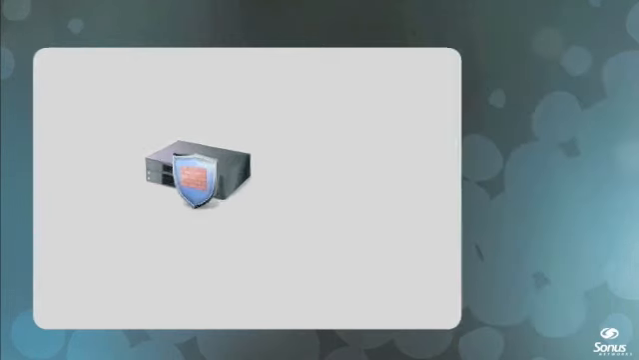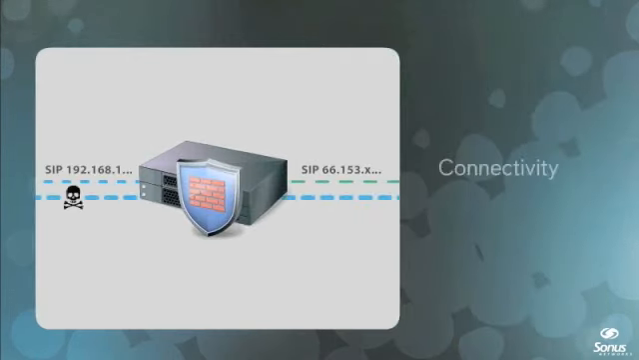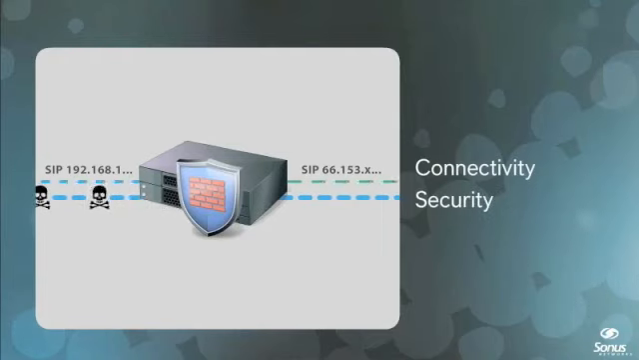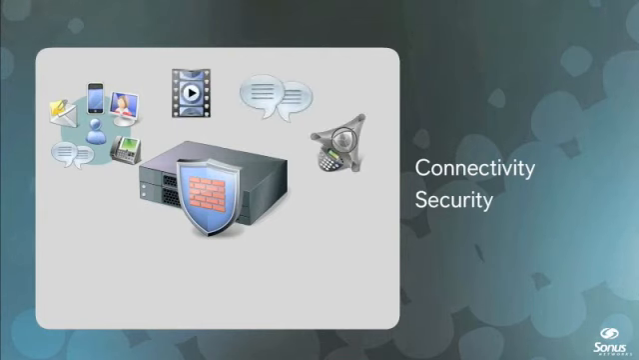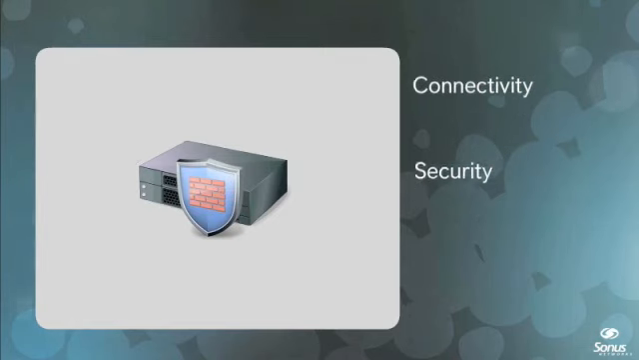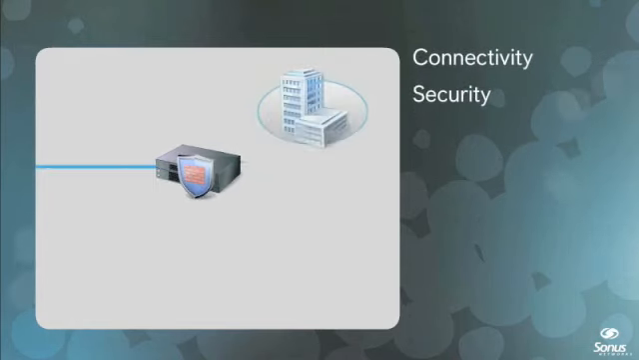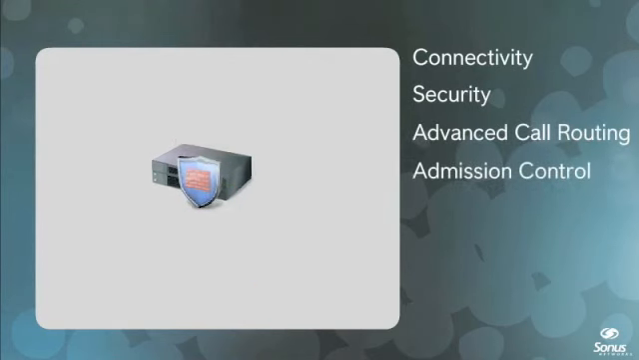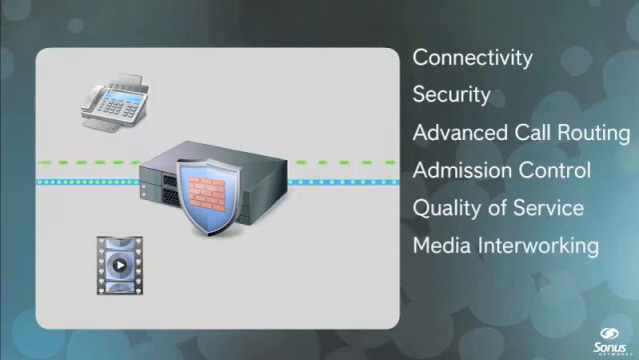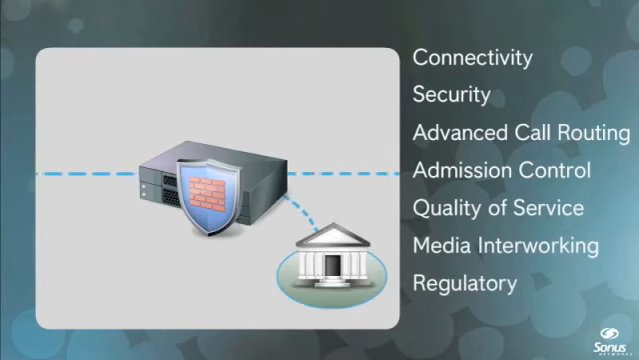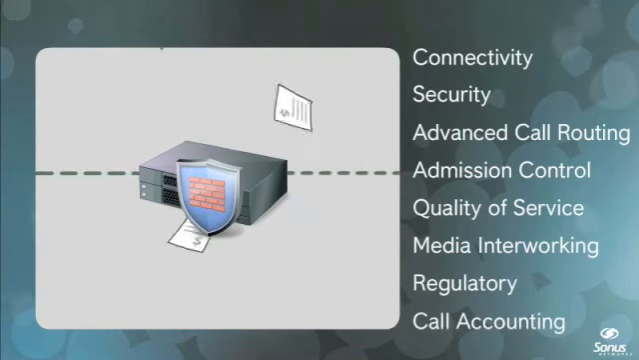In the early days of voice over IP, SBCs focused solely on providing connectivity and security between peered IP networks. However, as service providers and enterprises began deploying more advanced real-time applications over IP, like unified communications, video, instant messaging, and conferencing, SBC functionality began to grow. Today, besides connectivity and security, SBCs must also provide advanced call routing, session admission control, session quality of service enforcement, fax and media interworking, call preemption and media forking for regulatory compliance, and call detail records for accounting purposes.